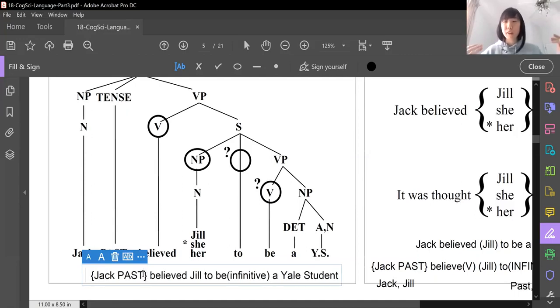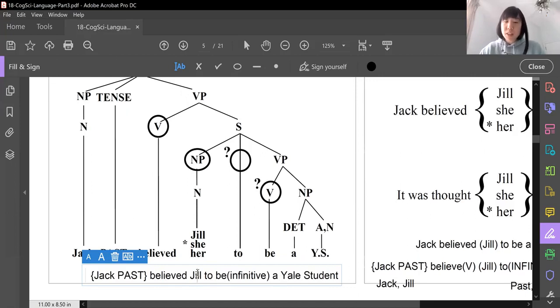It's just so easy to do off the bat because I know that tenses in general are going to be on the same level as the noun. And since it's the beginning of the sentence, nothing crazy can happen at the beginning of the sentence yet. So I know that they're on the same level. Believed Jill to be a Yale student.